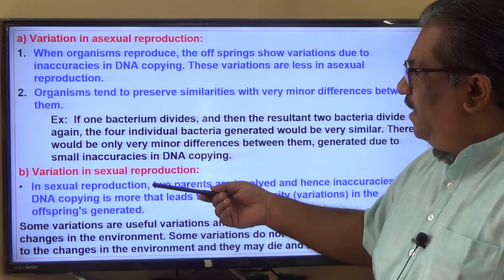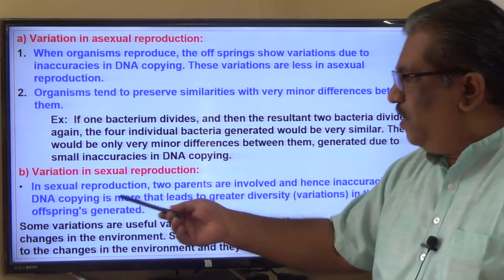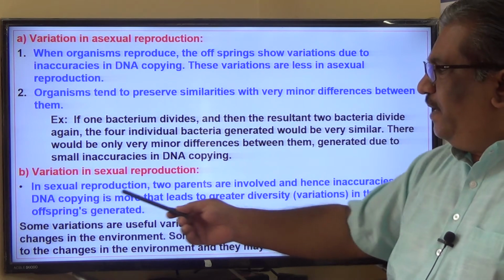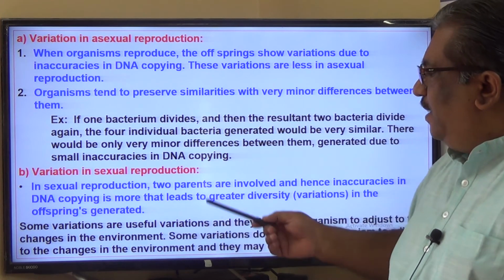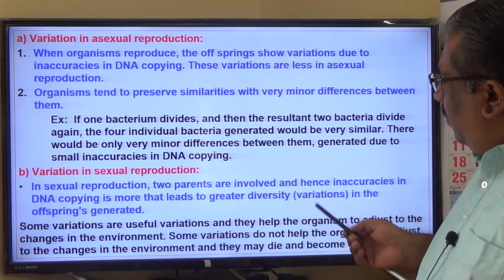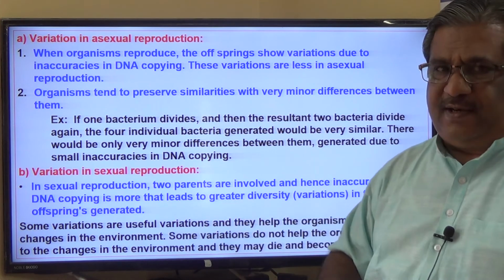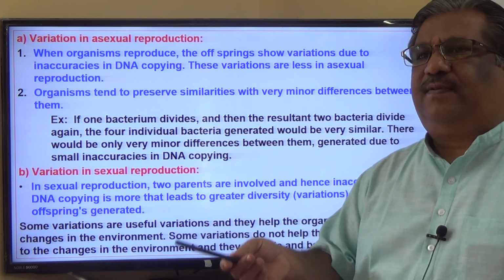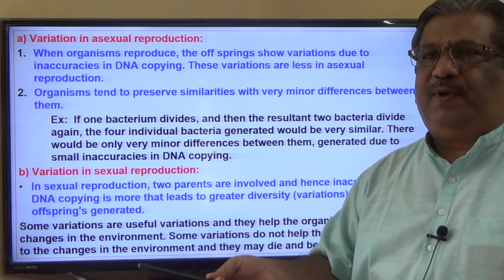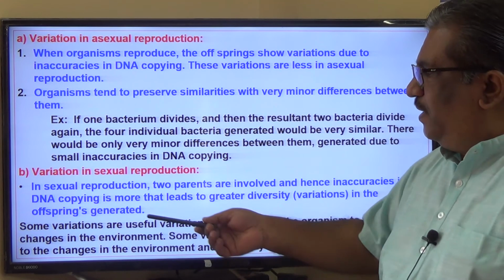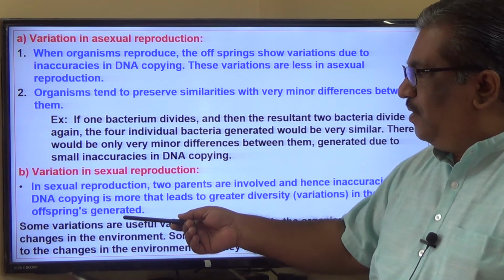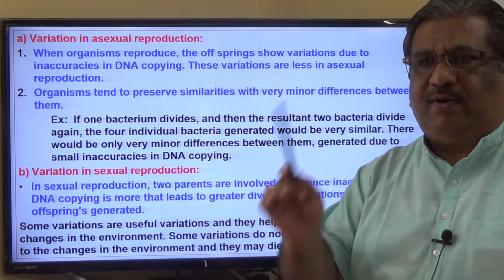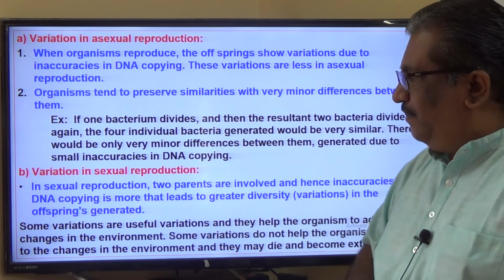What about variation in sexual reproduction? In sexual reproduction, as there are two parents involved, the inaccuracies in DNA copying are more, which leads to greater diversity or variations in the offsprings generated. Because the variations of the mother and the variations of the father are both put together, more variations can be expected in the offsprings, and hence we can say the offsprings are similar but not identical. You should keep that in mind.